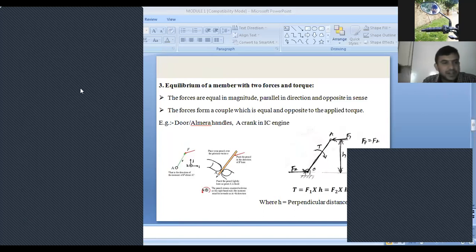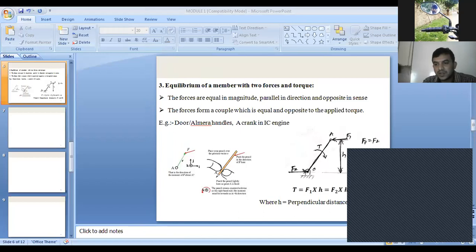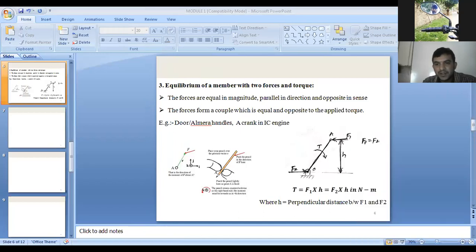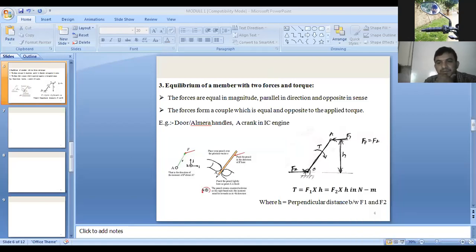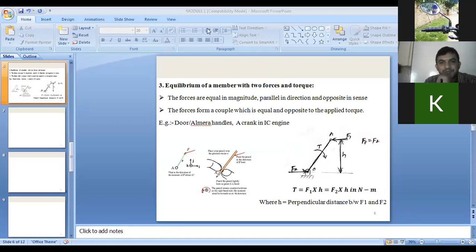Yes, roll number 50. Kiran Kumar. Yes, sir. So what are you doing? Give me an example for a member subject to only two forces, or three forces, or two forces and a torque.